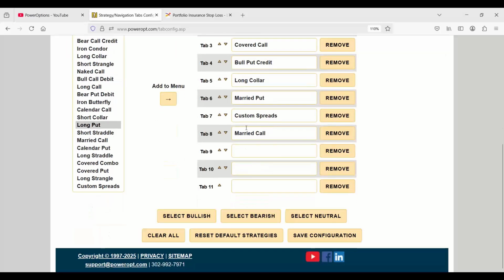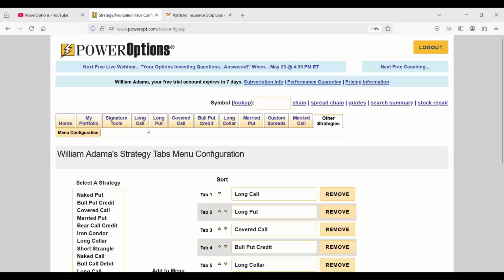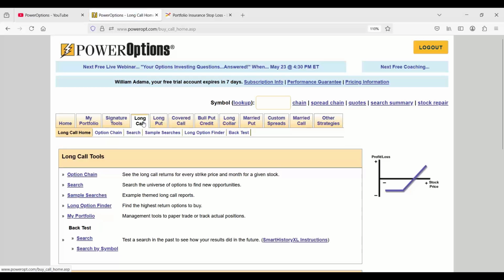Now scroll down to the bottom, click Save Configuration. Of course, you can clear all at any time. Just select bullish strategies, just select bearish, or just select neutral from the 23 different strategies there. Let's go ahead and save that configuration. And now I have the available tools under the long call tab.